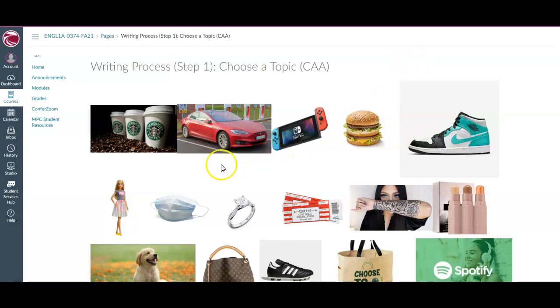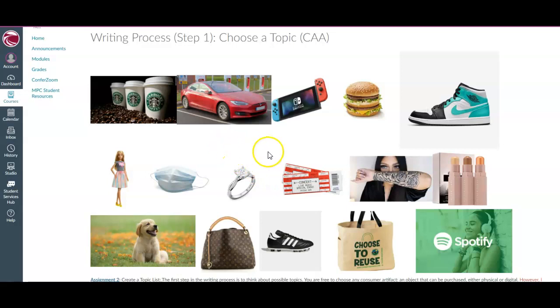And so if we take a look here, this series of images, all of these images would make for and have made for great topics for this paper. So notice they all have something in common. All of these images are of artifacts that you can purchase within the American economy. So we've got a Starbucks cup of coffee, we've got a Tesla, we've got a Nintendo Switch, a video game console system, a Big Mac. So again, it could be food items, it could be items that have real functions. It could be entertainment stuff that we entertain ourselves with.